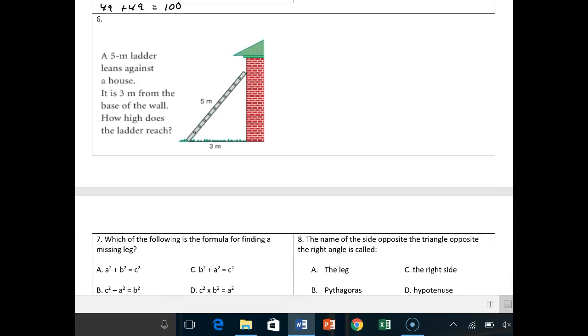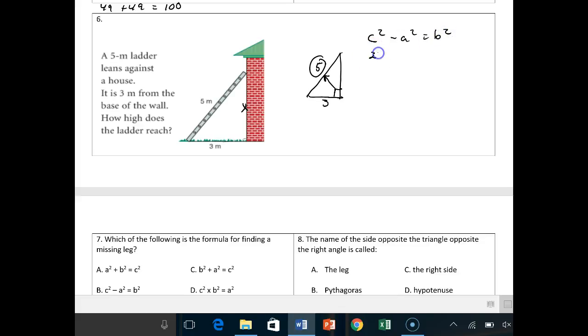Right, number 6, a real-life application problem. You have a building here, and a 5-meter ladder leaning against the building. It is 3 feet from the base of the wall. That's this measurement right here, 3. So how high up does the ladder reach? Basically, they're asking, what's this height right here? This is a right triangle with a measure of 5 here and 3 here. I have my hypotenuse, so immediately it should tell you that I have to use a certain equation: c squared minus a squared is equal to b squared.